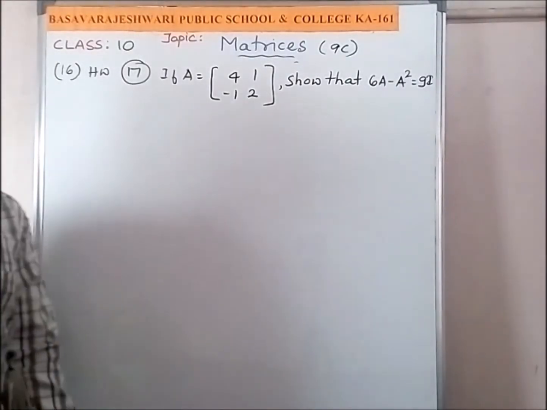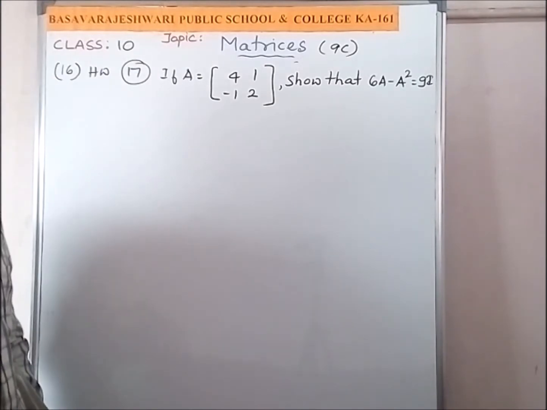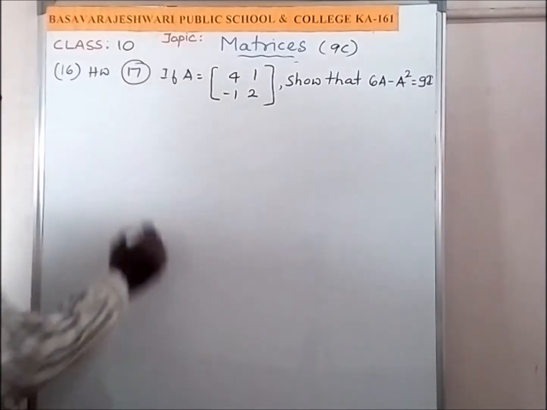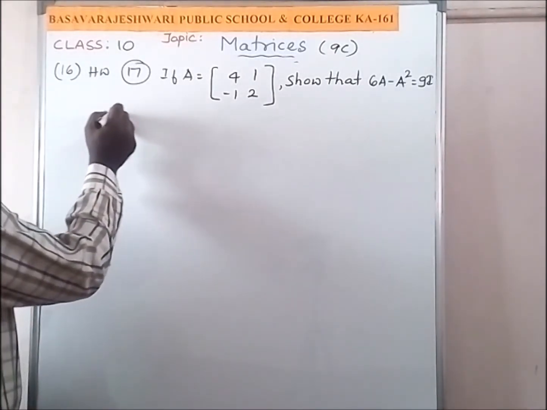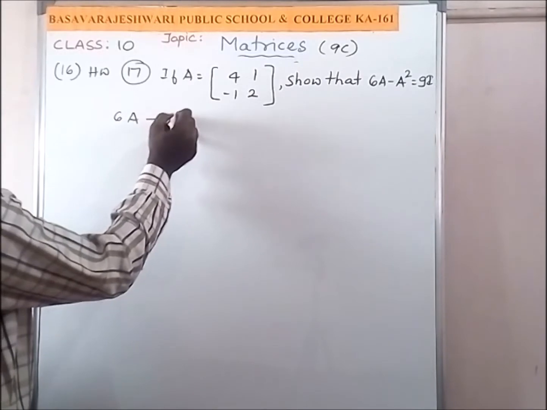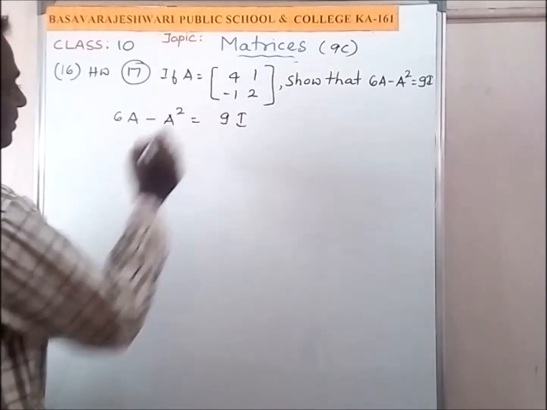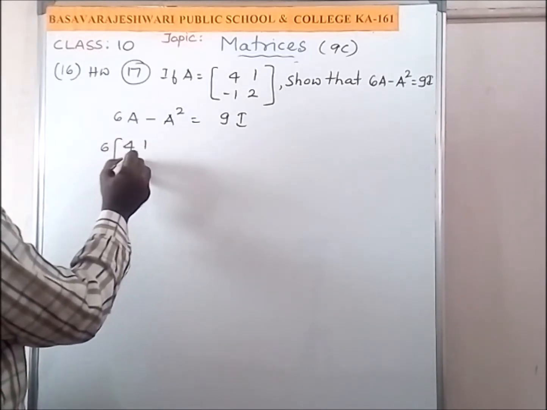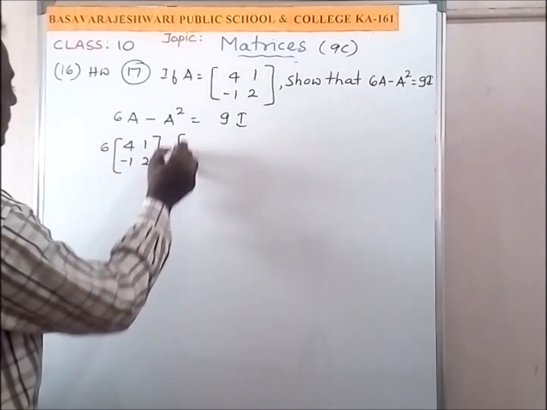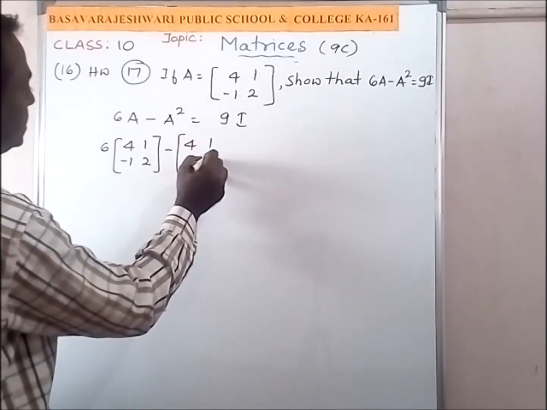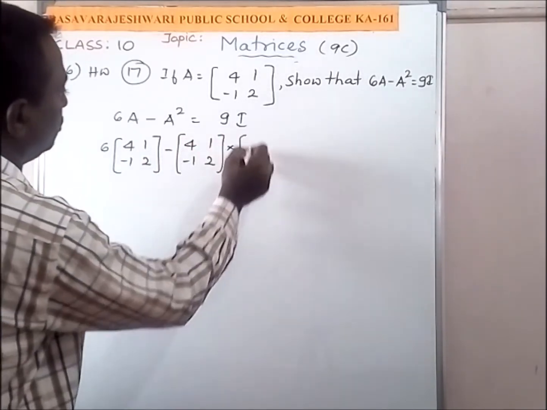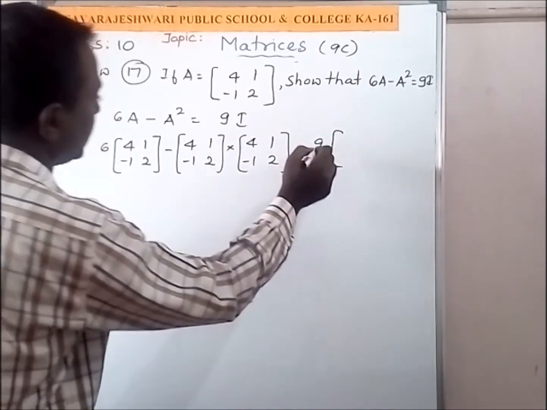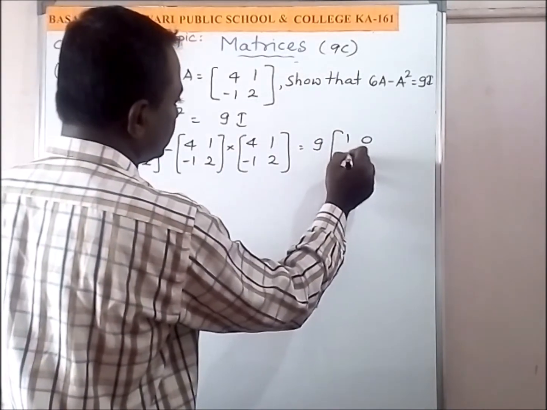So 16th I am giving as homework. Question 13: if A is equal to 4, 1, minus 1, 2 matrix, show that 6A minus A square is equal to 9I, okay? 6 into A means 4, 1, minus 1, 2. Minus A square means 2 times you have to write 4, 1, minus 1, 2, is equal to 9 into I. Same as before, we have to take the identity matrix.